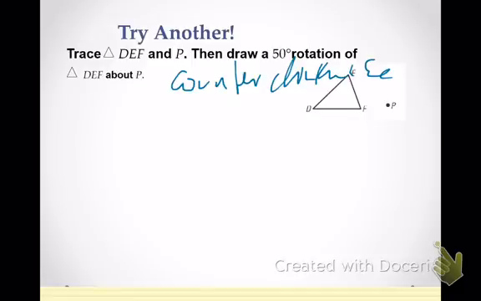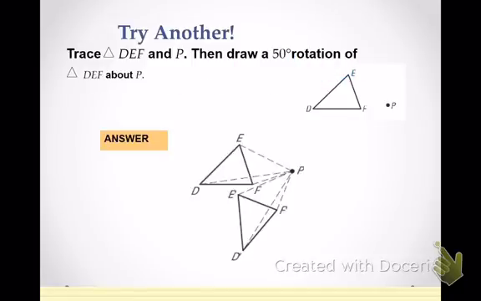So hopefully you've gotten that rotation done, and it should look something like this. So you've moved from here down to here.